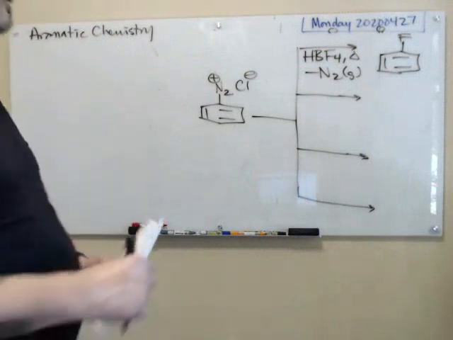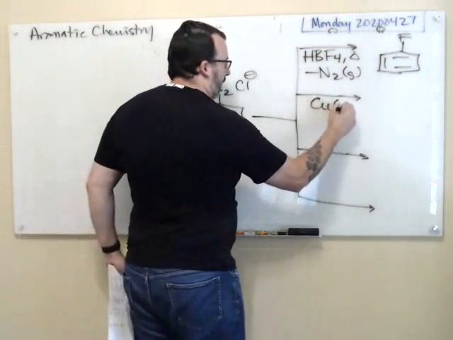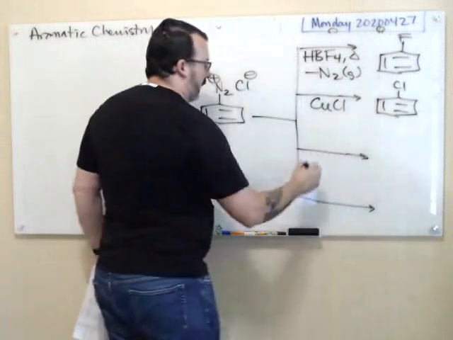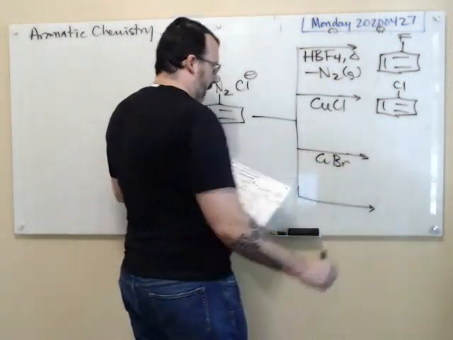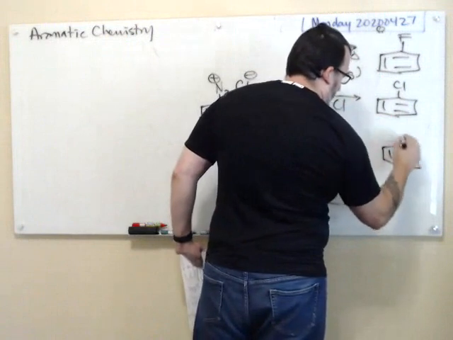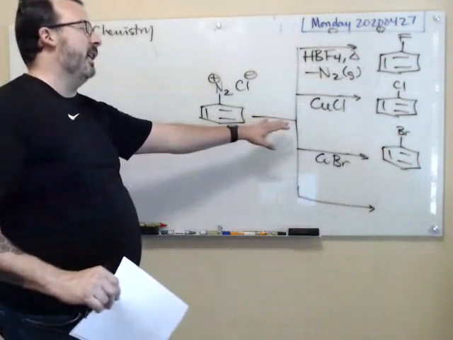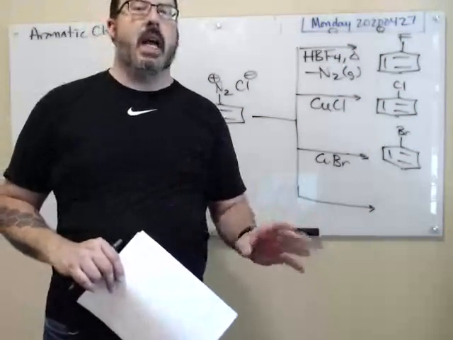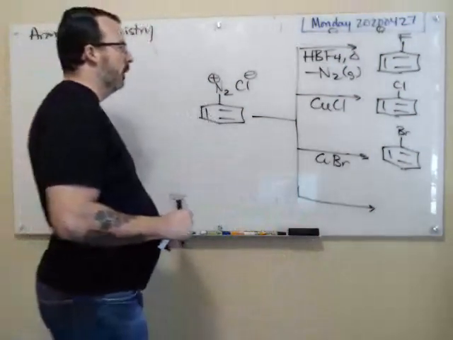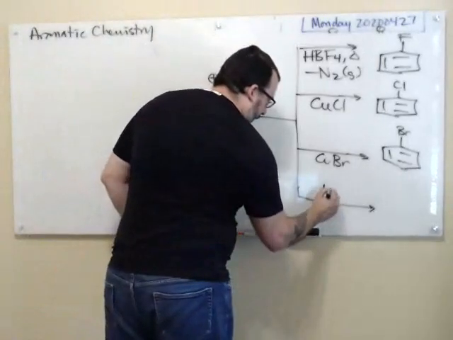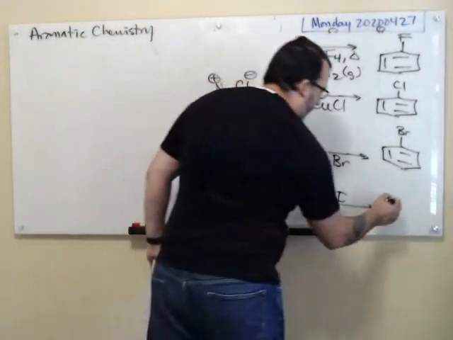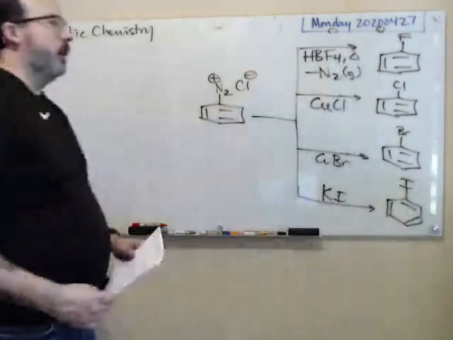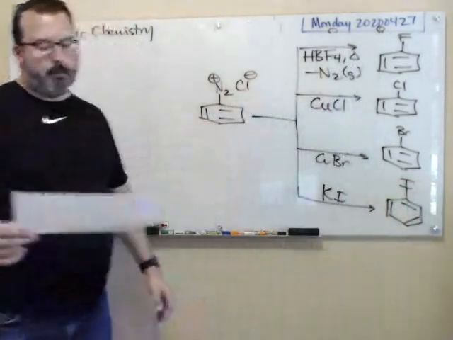Even though we've already seen how to get chlorine and bromine, we can use copper 1 chloride to get chlorine. We can use copper 1 bromide to get bromine. And the reason we would want to do something like this is because you're not always able to use Cl2 or Br2 if you have other functionalities that those molecules will react with. The last one, we can get iodine into the molecule using potassium iodide. So there's our halogen manifold, starting with the diazonium.